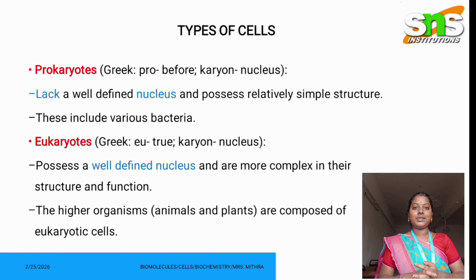And coming to the types of cells, the cells are classified based on the presence of the nucleus, into prokaryotes and eukaryotes. Prokaryotes lack the nucleus, because in prokaryotic organisms the nucleus is not present, and they possess a relatively simple structure. In eukaryotes, the nucleus is present. So in eukaryotic organisms, a well-defined nucleus is present for their structure and function, and most higher organisms like plants and animals are eukaryotic cells, because they have a nucleus and cell organelles.